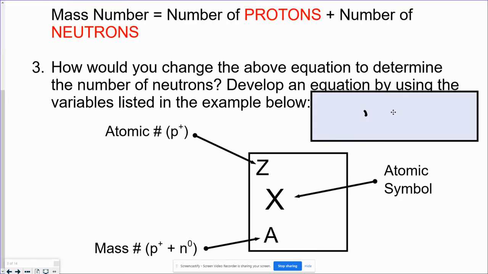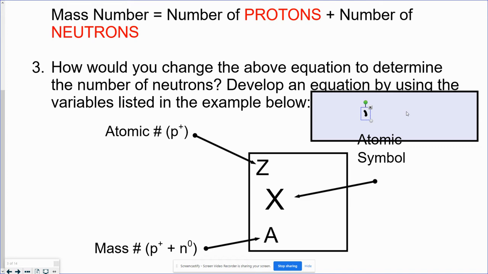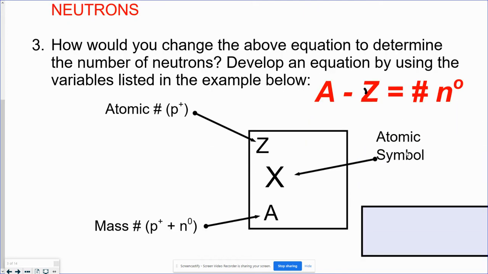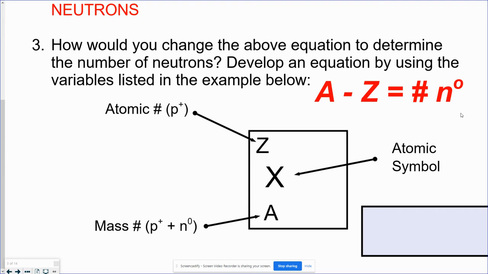So, can we have an equation in order to do that? Yes, we can. It is A minus Z, where A stands for the mass number, Z stands for the atomic number, and that will give you neutrons. Now, notice how we have this 0 up here. That 0 is the charge. Notice how protons have the plus because they're positively charged. The 0 would be a neutral charge, and that's how they got their name, neutron.